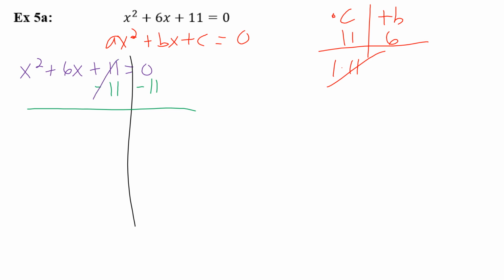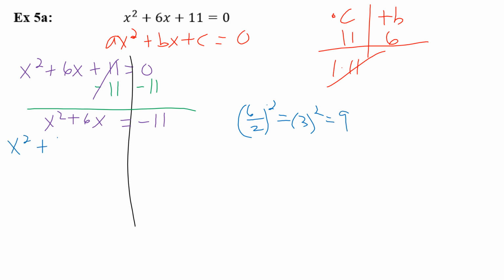That'll cancel that out. I'll be left with x squared plus 6x equals negative 11. Now that I have the constant on the other side, I'm going to complete the square. So I'm going to take b, which is 6, divided by 2 in parentheses, raise it to the second. 6 divided by 2 gives me 3. 3 squared is going to give me 9, so I'm going to add 9 to both sides.